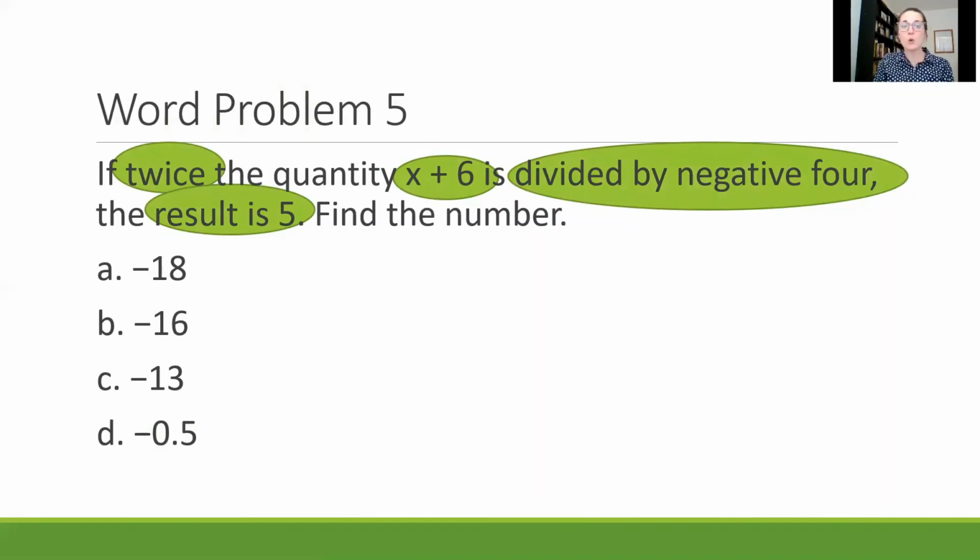So twice the quantity of x plus 6 divided by -4, and then we see result is 5, which means that all of that will equal 5. So if we put it together, here we have our twice, 2 times the quantity of x plus 6, which I put together in parentheses. All of that is divided by -4, and that equals 5. So now we can solve it.